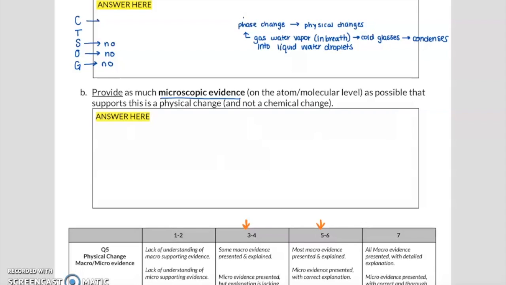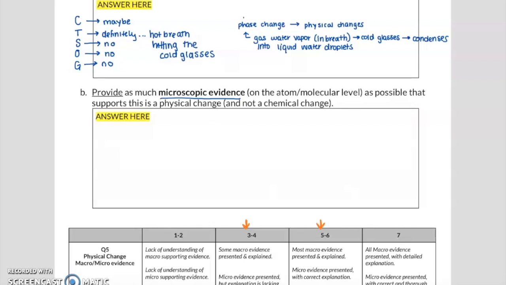Some of you said there might be a slight change in color. The glasses went from being clear to like foggy and a little bit white. And some of you commented that there is definitely a temperature change. That temperature change comes from the hot breath hitting the cold glasses. So there is actually evidence of temperature change, maybe color change.